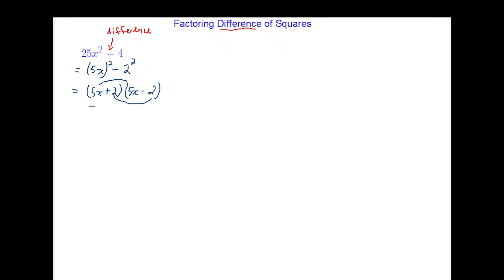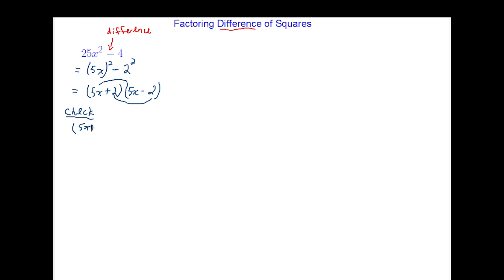And we can check our answer. So this is the answer as factored, as factoring this difference of squares. 25x squared minus 4 gives us 5x plus 2 times 5x minus 2. And we can check our answer. You don't have to do this every time, but just so we can verify that we're on the right path here, we can just double check and go ahead and do the expansion.